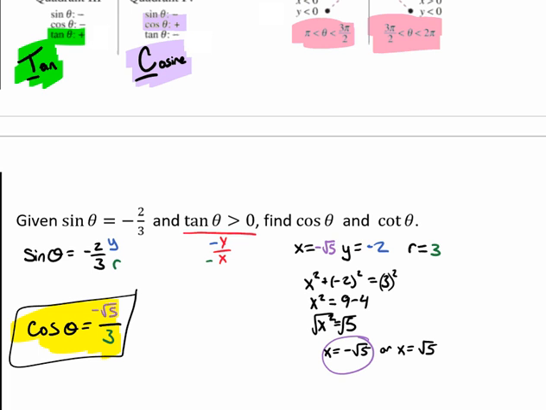So next we need to find our cotangent of theta. Our cotangent of theta is the reciprocal of the tangent. So our cotangent will be the x over the y. So we'll have negative radical 5 over negative 2, which will reduce to a positive radical 5 over 2. And now we found our cotangent of theta as well.